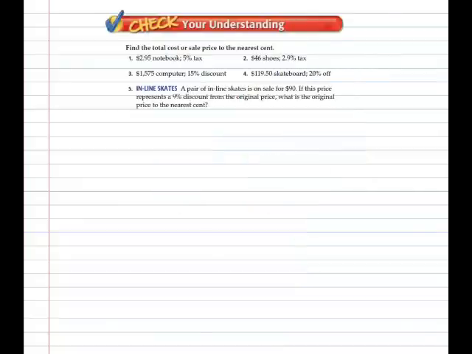Find the total cost or the sale price to the nearest cent. So they're going to give me both. My total cost for my notebook is $295 with a 5% sales tax. So I'm going to pay 105% of $295. Okay, 105% of $295 would be 1.05 times $295, and my total cost would be $309.75.